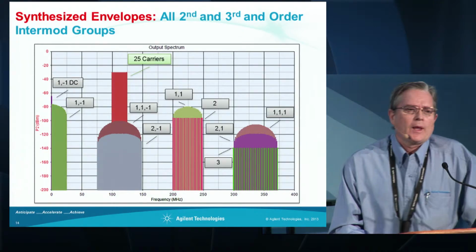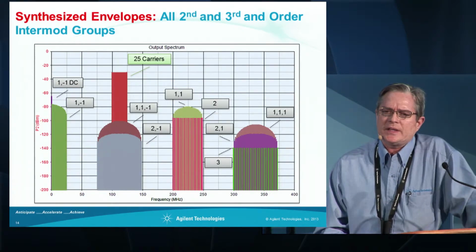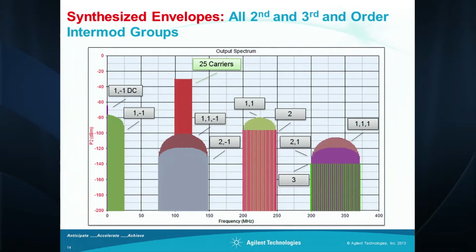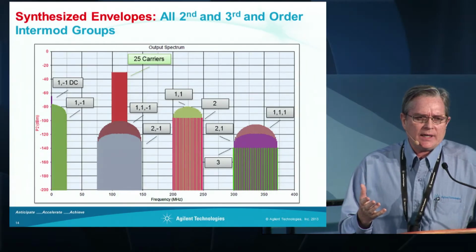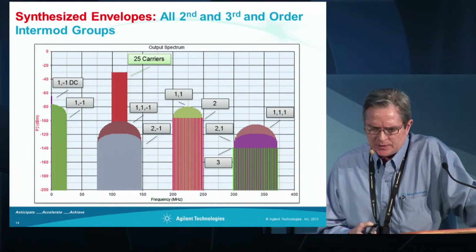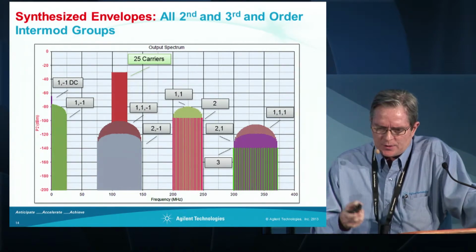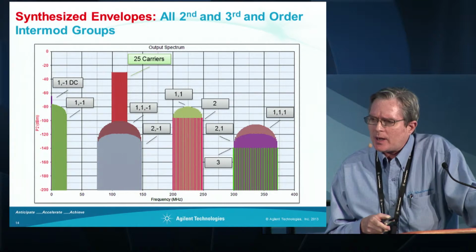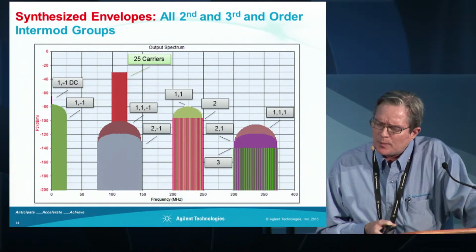All right, and this is a plot of the actual simulation output. What we're showing in this graph is not the individual intermods. In this particular case, we've got 25 carriers, and what we're showing is the individual intermod groups. Right underneath the carrier, we have the composite triple beat, which is the 1 plus 1 minus 1.